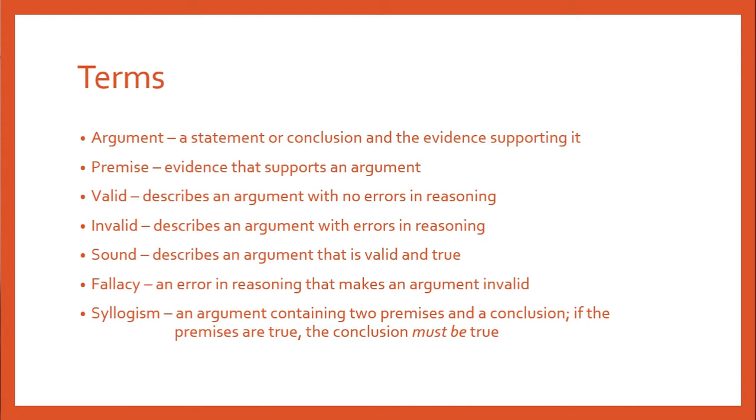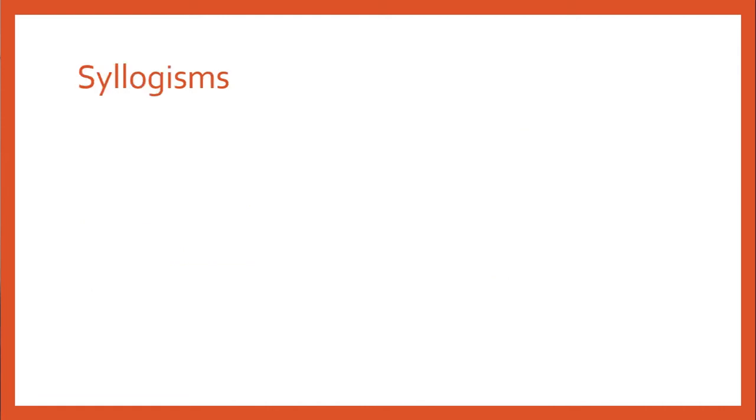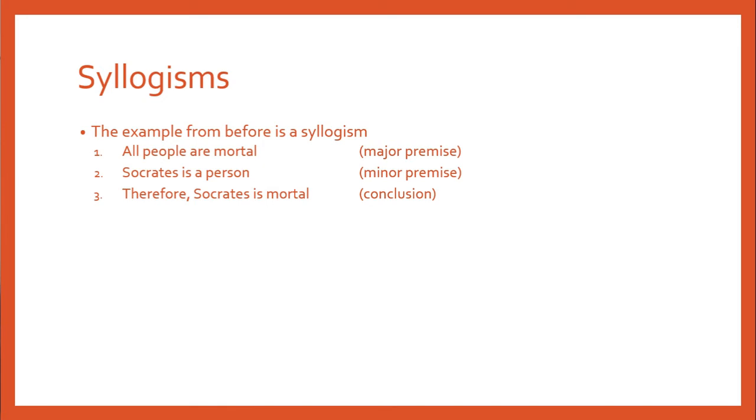So in a valid syllogism, your premises have to be true in order for your conclusion to be true. And I'll go more into depth describing syllogisms in just a bit. So, the example we looked at before: all people are mortal, Socrates is a person, therefore Socrates is mortal. This is a syllogism. The first two parts, all people are mortal and Socrates is a person, are the premises of the syllogism. These are the pieces of evidence that determine whether or not the conclusion, Socrates is mortal, is true.